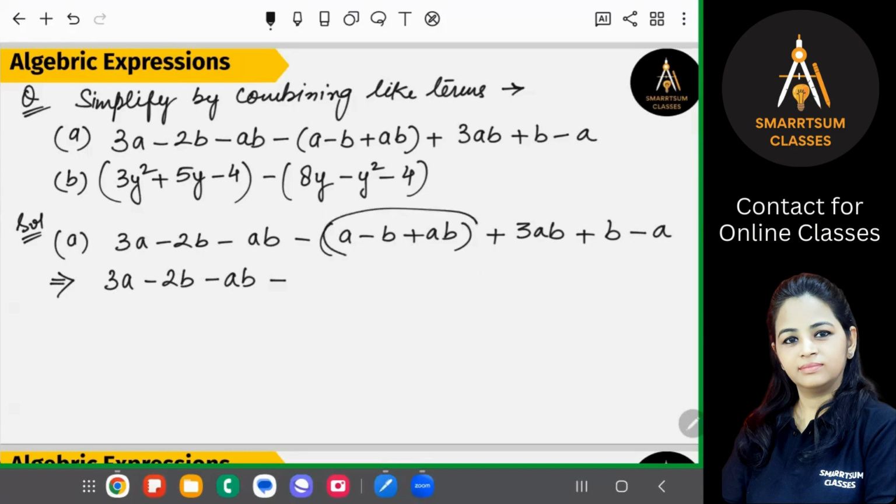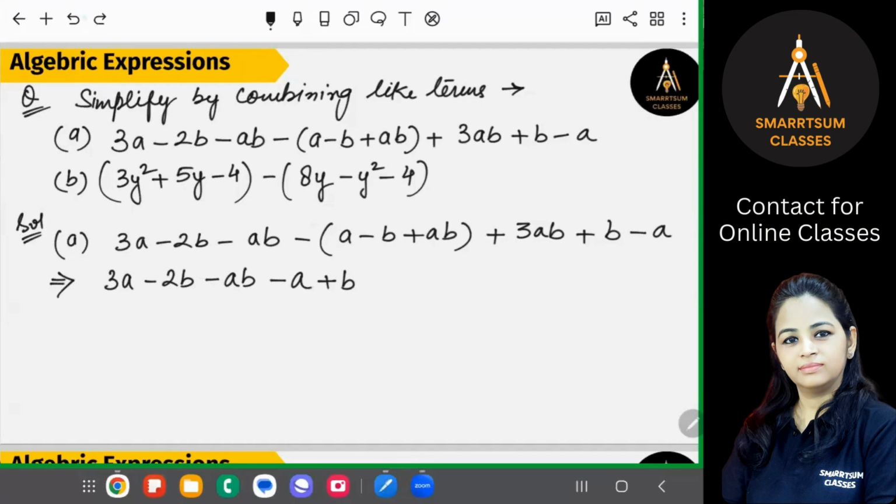Now, while opening the bracket, as I told you, whenever you are opening the bracket and there is a negative sign outside, the sign of each and every term will get reversed. Why? Because we have a negative sign outside the bracket. So A within the bracket is positive. When you open the bracket, it will become minus A. B is negative, so when you open the bracket, it will become plus B. Why is it so? Because minus times minus is plus. So that's why it is minus A.